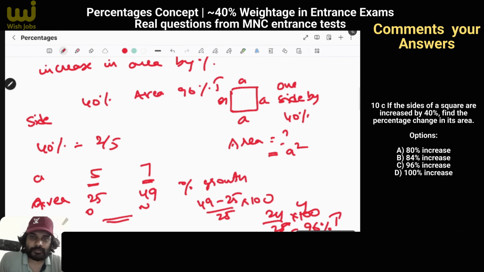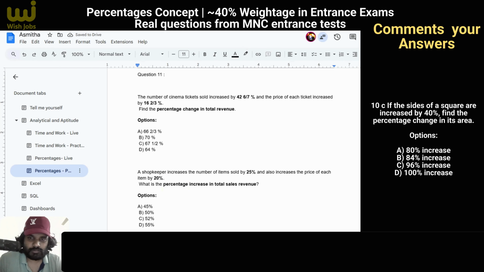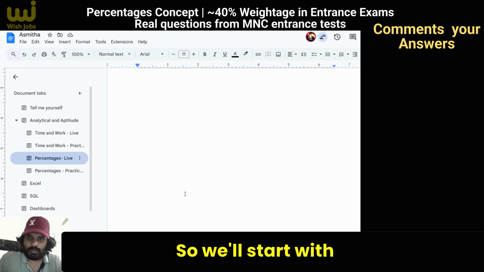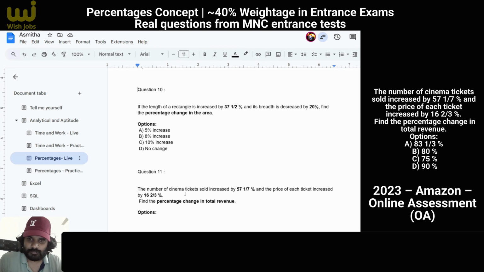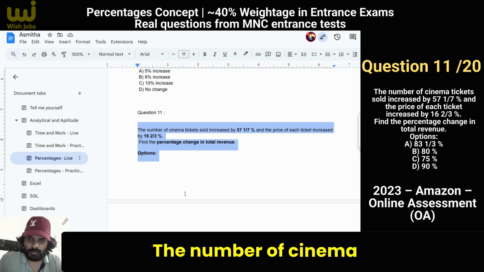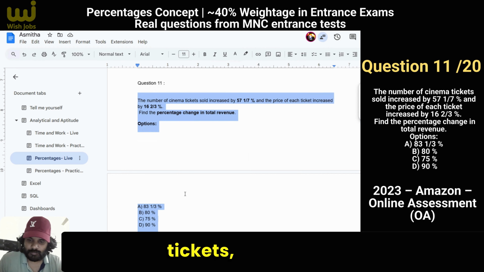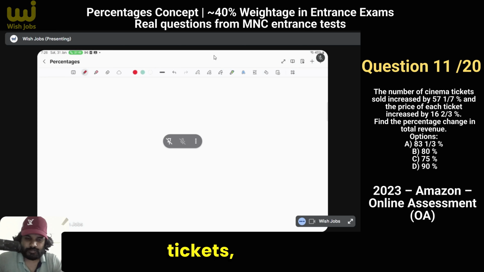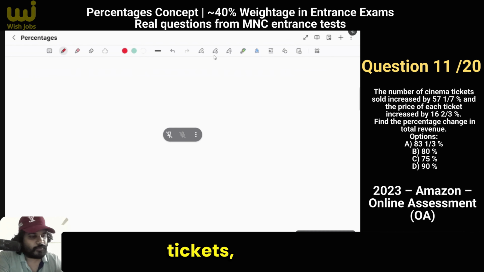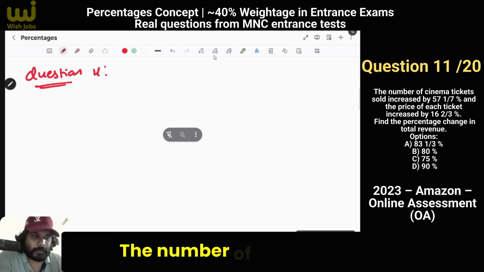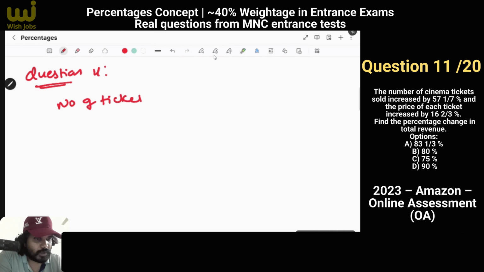Okay, so we'll start with the 11th question. Question 11. The number of cinema tickets sold increased by 57 1 by 7%, so the number of tickets and the price of each ticket.